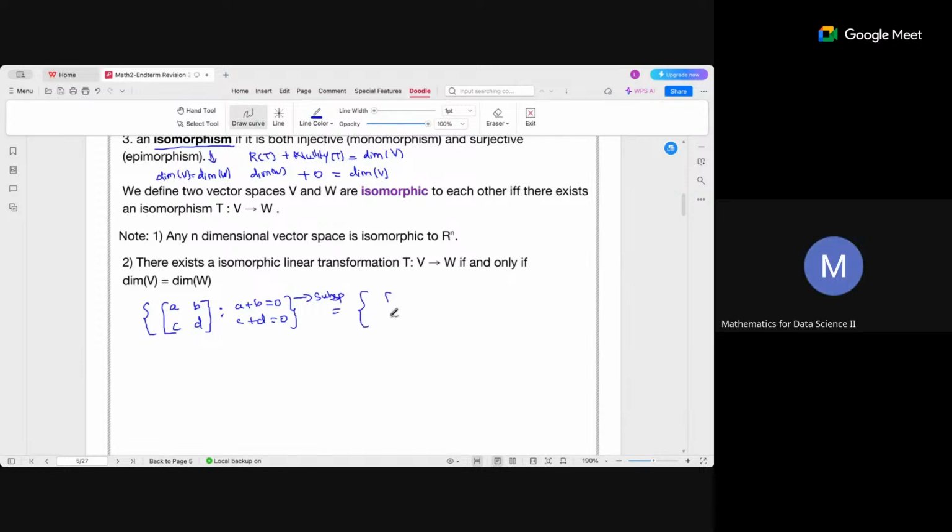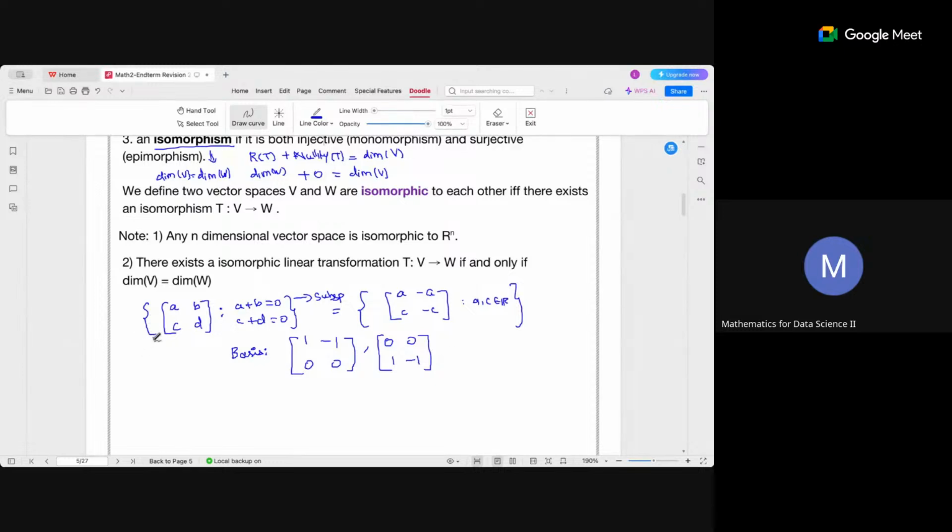And you can rewrite this as the matrix with rows a, minus a and c, minus c, where a and c are in R. So now, what is the basis for this space? The matrices with rows (1, minus 1) and (0, 0), and (0, 0) and (1, minus 1). Right? So now you know that this is a basis.